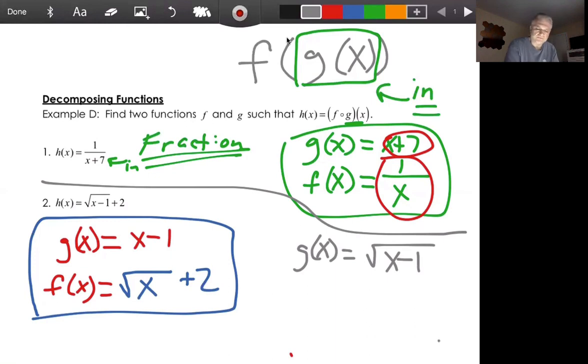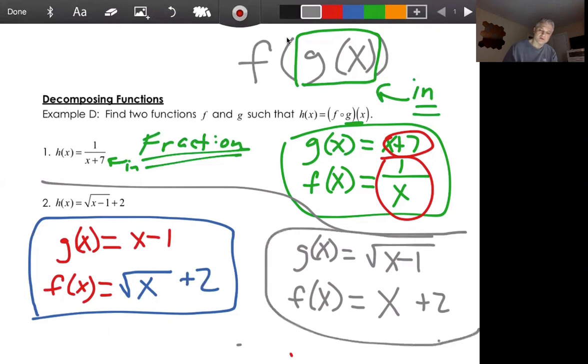That's a function. So what would I have to replace to make that h of x? Well, it's that thing plus 2. It's this thing plus 2. So I want to put that square root right here. So this is another way you could do it.